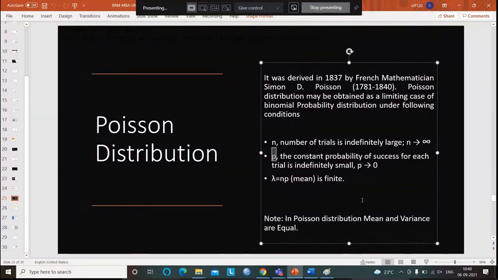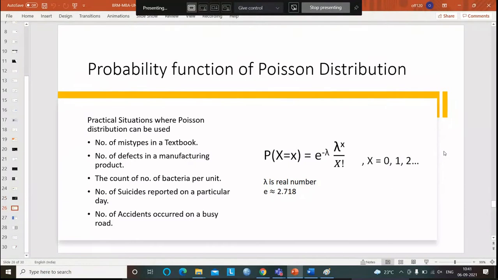And the mean in this Poisson distribution is denoted by lambda, and lambda equal to nP is finite. Actually, the formula of Poisson distribution is P of x equals e power minus lambda into lambda power x by x factorial, where x ranges from 0 to infinity. This is the probability function of Poisson distribution. So here lambda is our mean value.